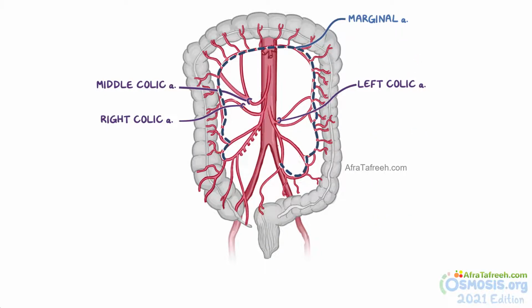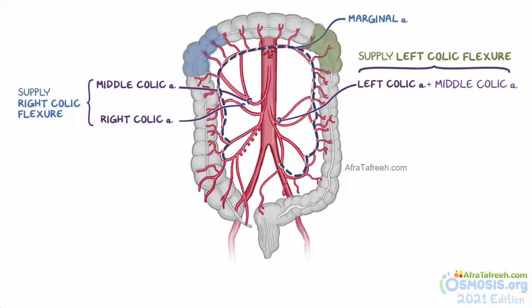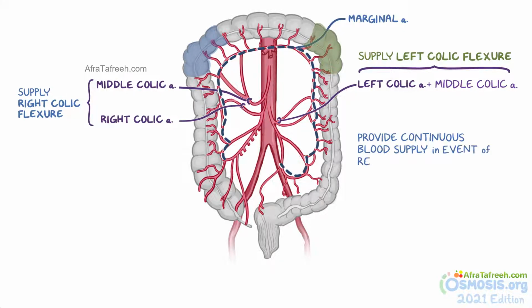Specifically, the right colic and middle colic artery anastomose to supply the right colic flexure, and the middle colic artery connects to the left colic artery to supply the left colic flexure. This anastomosis at the left colic flexure marks the connection between the SMA and IMA, allowing the marginal artery to provide continuous blood supply to the intestines from both SMA and IMA in the event of reduced blood flow in either one of these arteries.